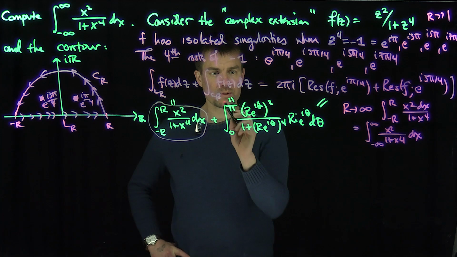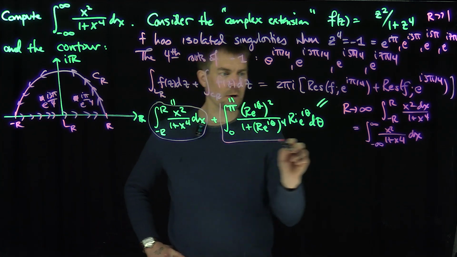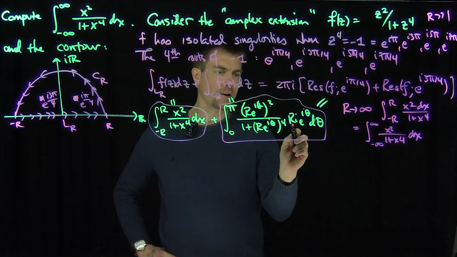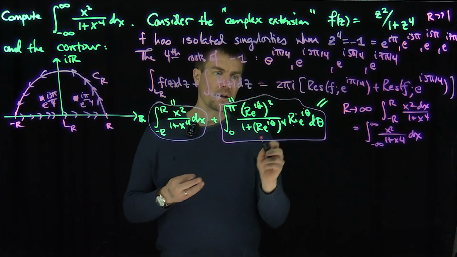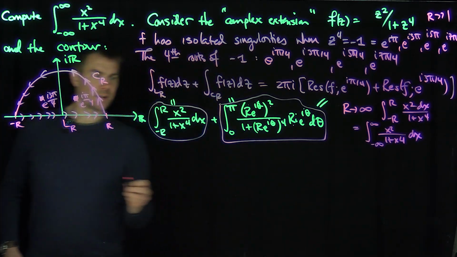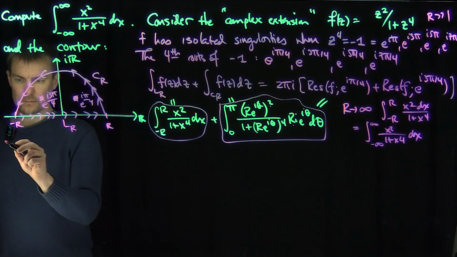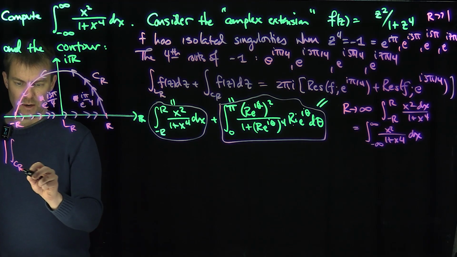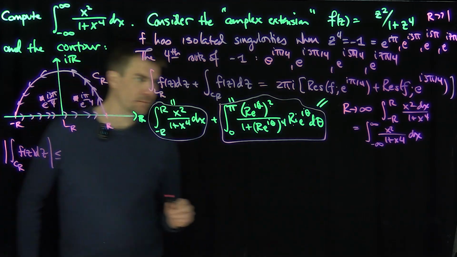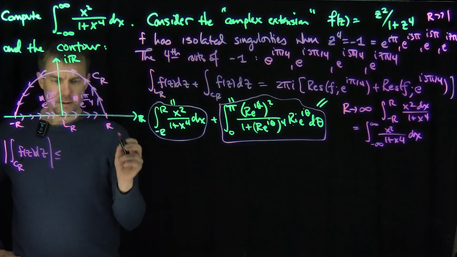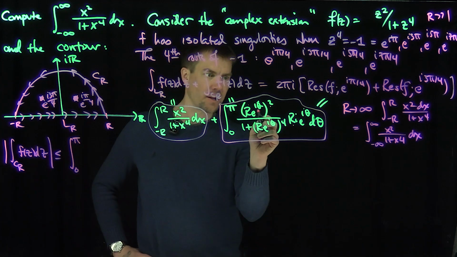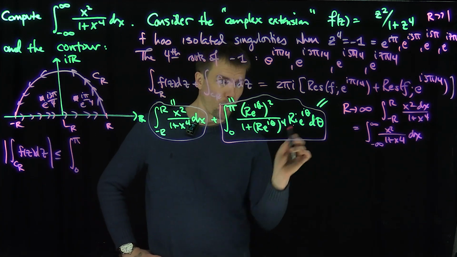What about this term over here? Let's think of what happens to this term as r goes to infinity. There's an r squared on top, an r, so there's r cubed on top, and there's what in the bottom? There's an r to the fourth in the bottom. So if I put moduluses everywhere, what can I say? The modulus of the integral over C_R of f of z dz is no more than just the integral from 0 to pi, by putting the absolute value on the inside. The modulus of e to the i theta is going to be 1.